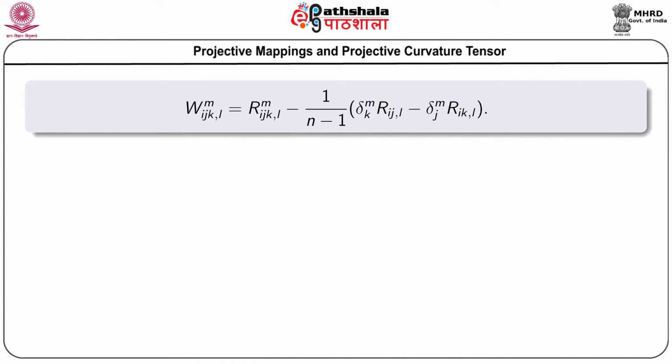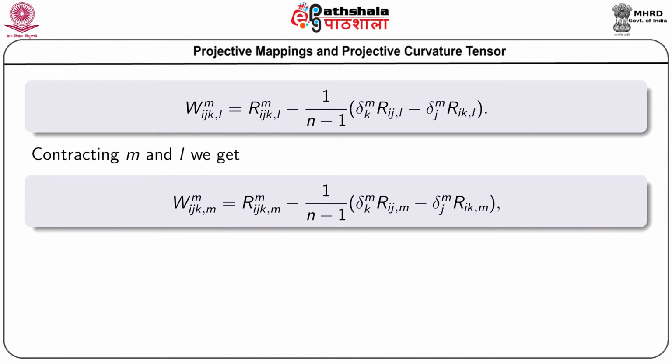And which takes the form this one: W^i_{jk,l} = R^i_{jk,l} − 1/(n−1) (δ^m_k R^i_{j,l} − δ^m_j R^i_{k,l}). Now, contracting m and l, we get W^i_{jk,m} = R^i_{jk,m} − 1/(n−1) (δ^m_k R^i_{j,m} − δ^m_j R^i_{k,m}).